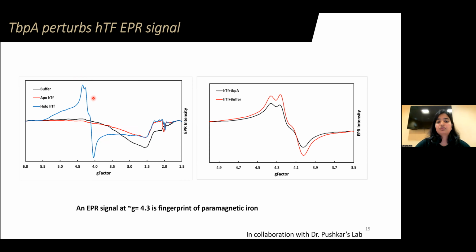So here I'm showing you the data where we had the transferrin itself in the buffer first, and then we provided TbpA instead of buffer in the second sample, and we see that the signal has gone down. That means that some of the iron is not there to give the EPR signal, which was present in the transferrin alone. This supports our cryo-EM observation that, yes, TbpA is doing something to the iron coordination site in the transferrin, and it's able to extract the iron from there.